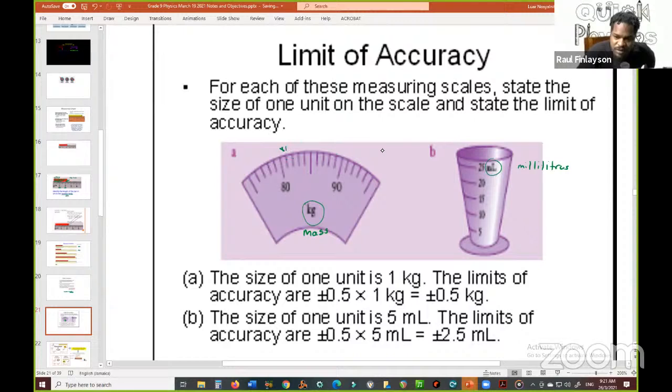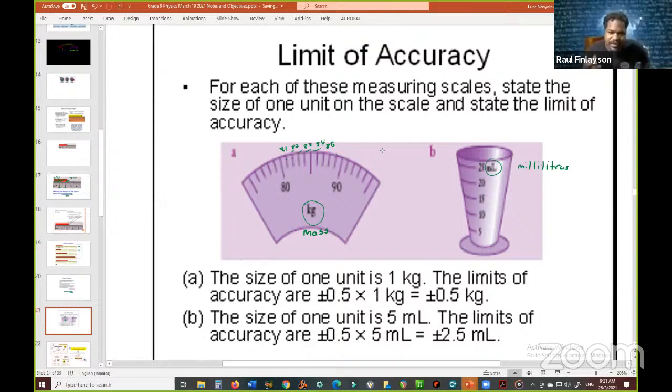So this would be 81, guys. Sorry, 82. And then of course 83 would be here, 84, 85. And remember, going from 80 to 90 is 10. We divide that into 10 parts. So again, the size of 1 unit is a kilogram, which is true. The distance of the smallest interval, the smallest space, is 1 kilogram.